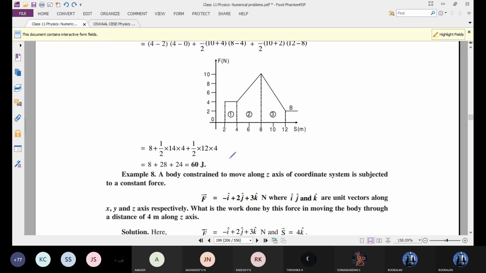Okay. So next problem, computer students, please note it. Next problem: a body constrained to move along the z-axis of a coordinate system is subjected to a constant force F vector equal to minus i cap plus 2j cap plus 3k cap Newton. i, j, k are unit vectors along the x, y, z coordinate axes respectively. What is the work done by this force in moving the body through a distance 4 meter along the z-axis?